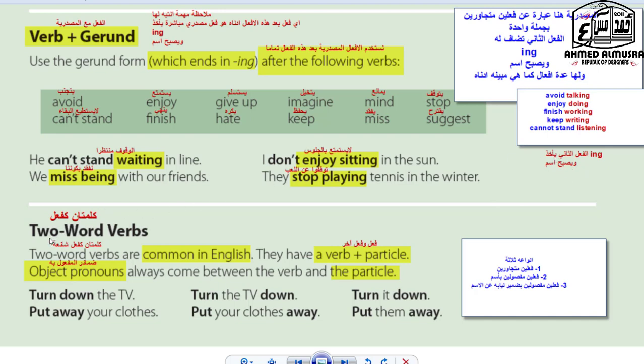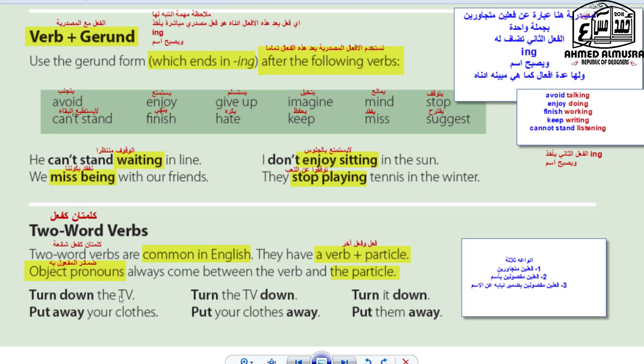Then we will turn to the next point, which is two-word verbs. There are three kinds: two verbs neighboring each other, two verbs separated by a noun, and one coming with a pronoun. Two-word verbs are common in the English language. They have a verb and a particle. Object pronouns always come between the verb and the particle. Look at this: tear down the TV, tear the TV down. Turn it down. This uses the pronoun.